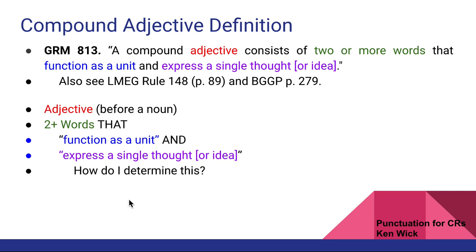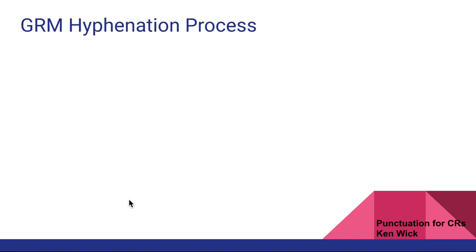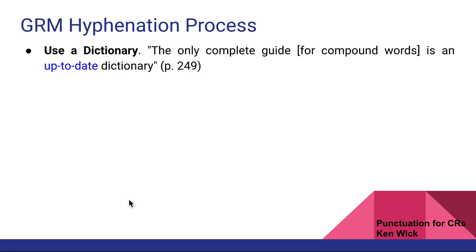The answer is yes. But let's go through the various references to see what they say about compound adjectives. Gregg's Reference Manual says, use a dictionary. The only complete guide for compound words, and those could be nouns, verbs, or adjectives, is an up-to-date dictionary. Gregg's Reference Manual uses Merriam-Webster's dictionary, and specifically for the compound words section, it uses the Collegiate version of the Merriam-Webster dictionary.